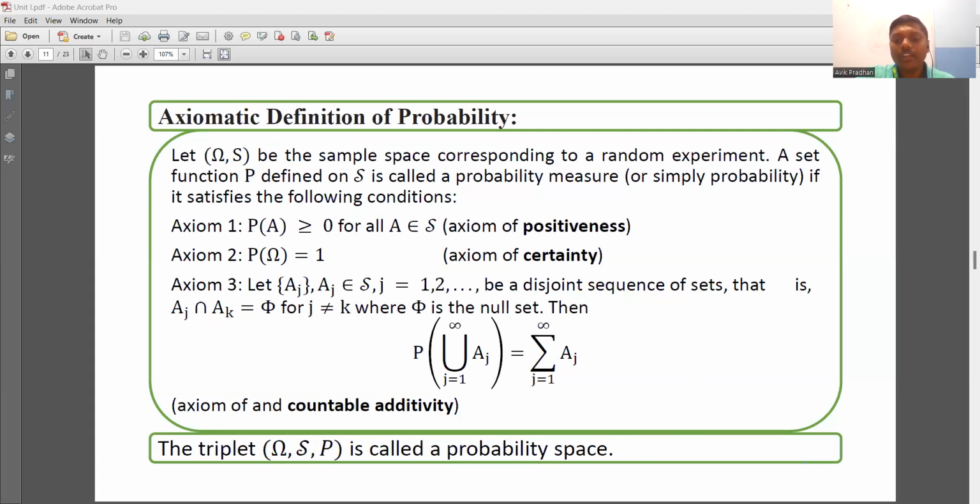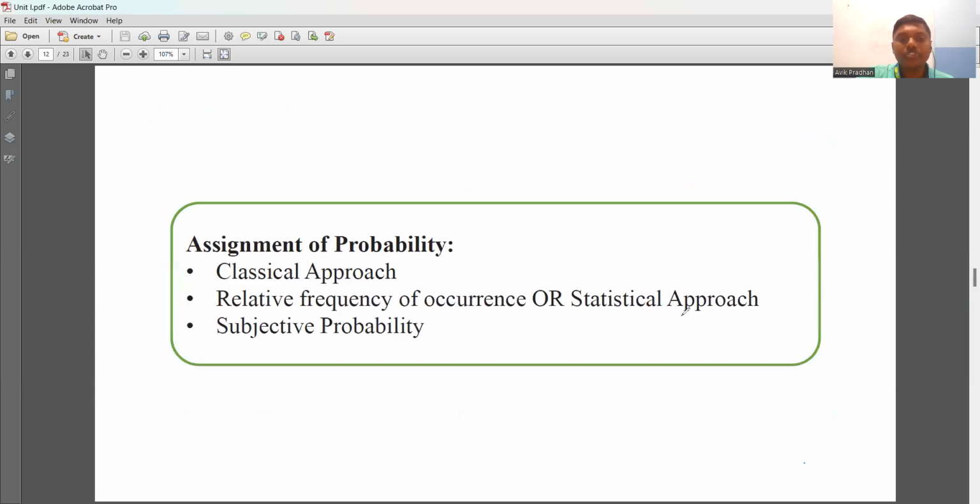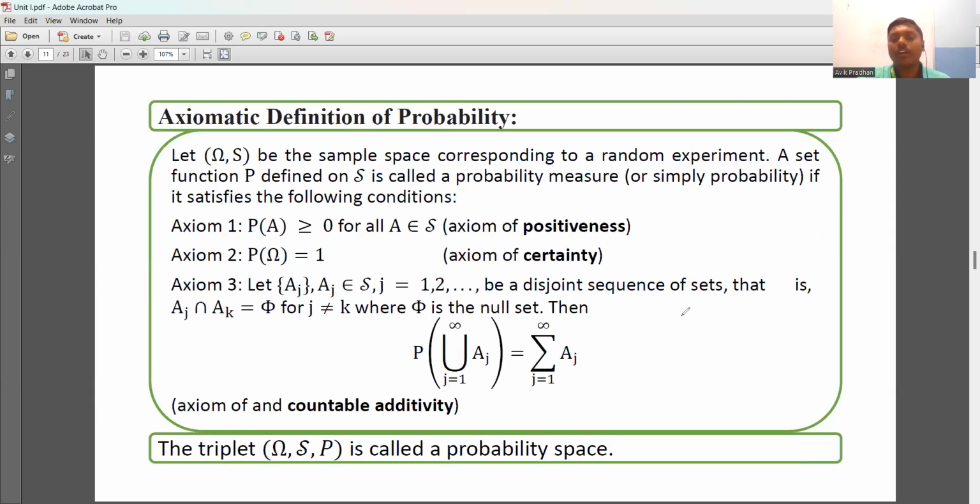Okay, now you might have a question: from this definition, how can we find the probability of an event? That we'll discuss in the next video. In the next video, we'll talk about how to assign the probability corresponding to an event, and related theorems.